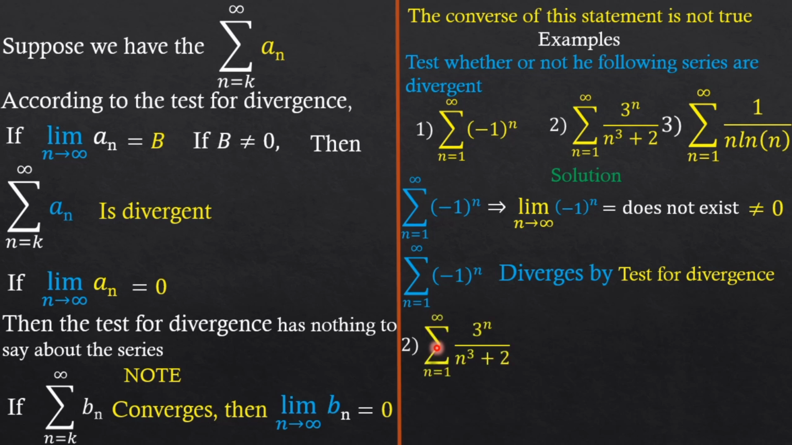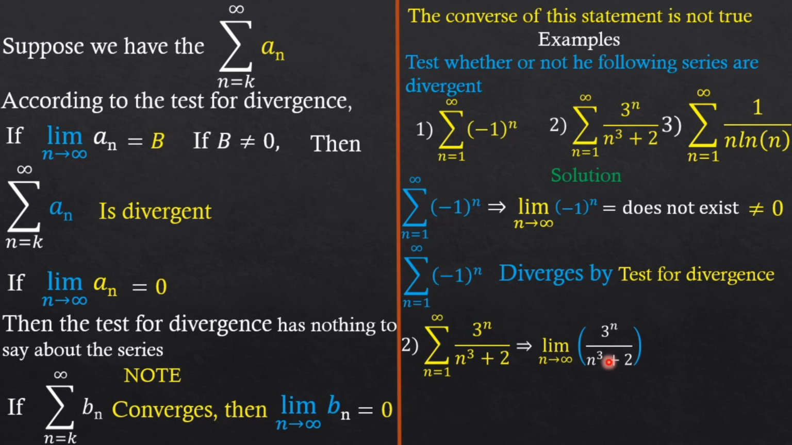All right, let's look at the next. We have the series as n goes from 1 to infinity of 3 raised to the power n over n cubed plus 2. As always, we take the limit as n goes to infinity of the sequence of the series, which is 3 raised to the power n over n cubed plus 2. When n goes to infinity, 2 has no effect compared to n cubed, so we're going to have 3 raised to the power n over n cubed.